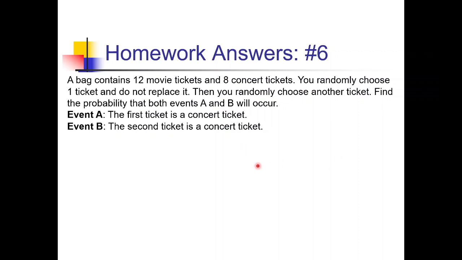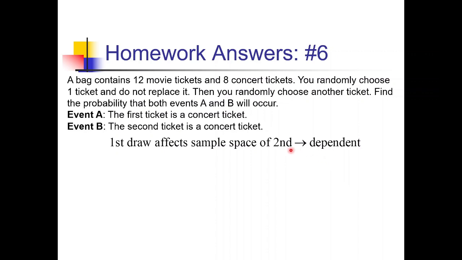For this problem, we have a bag with 12 movie tickets and 8 concert tickets. We randomly choose a ticket and don't replace it. Then we pick another one. We want to find the probability that the first ticket is a concert ticket and the second ticket is a concert ticket. Well, since I'm not putting the ticket back, my first draw is going to affect the sample space, the options for that second draw. So these are dependent, and we're going to use our dependent formula.